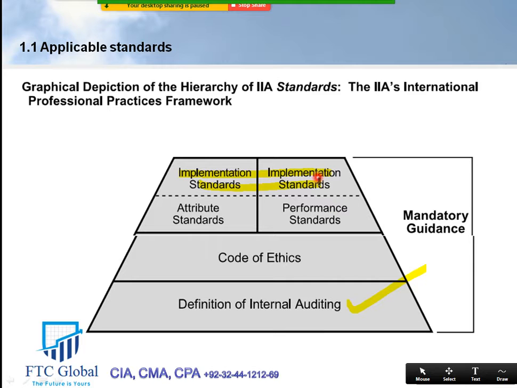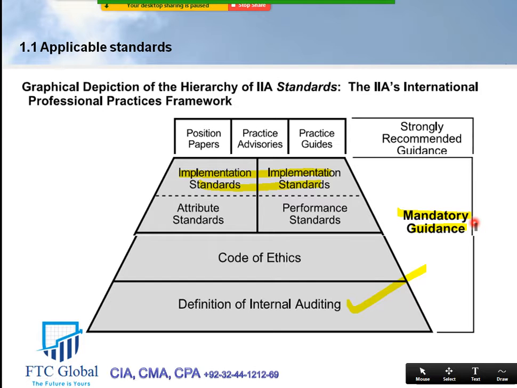So basically there are two standards, attribute and performance. Implementation standards simply elaborate upon the attribute and performance standards. So these are mandatory guidance that you must be familiar with. And again, I'm telling you, you don't need to memorize the attribute or performance standard numbers. And finally, we have some specific guidelines from the Institute of Internal Auditors: position papers, practice advisories and practice guides. These are used by the professional auditors who are working as auditors or heads of internal audit departments in companies. So practically they won't be tested in your exam. They are recommended guidance, but normally they are used by the professional auditors. So you won't be tested on these areas. The specific area that is mandatory for you to learn is these three layers, which we'll be discussing in the coming lectures.